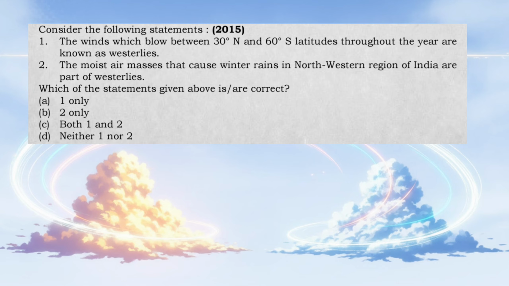Consider the following statements. The winds which blow between 30° N and 60° S latitudes throughout the year are known as westerlies. The moist air masses that cause winter rains in northwestern region of India are part of westerlies. Option A, 1 only. Option B, 2 only. Option C, both 1 and 2. Option D, neither 1 nor 2.